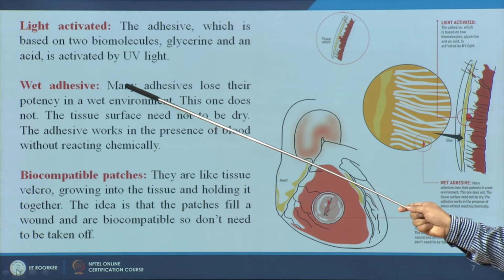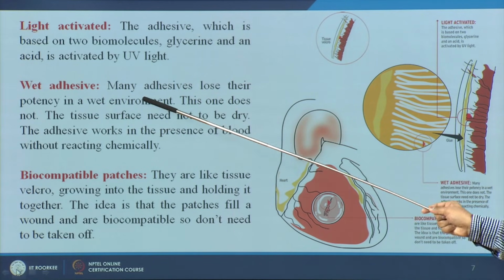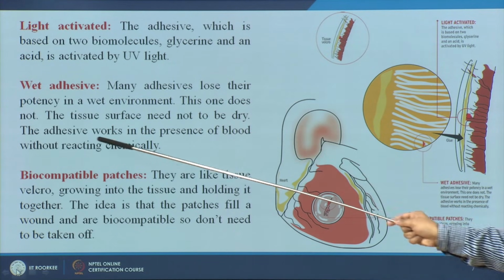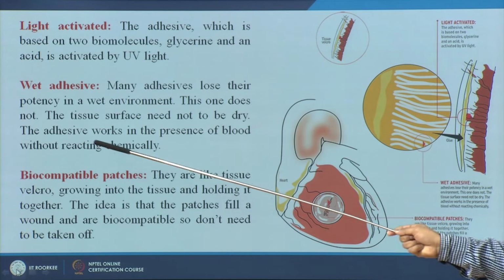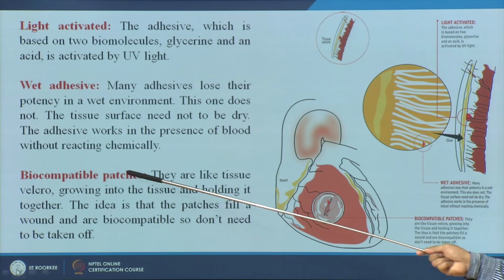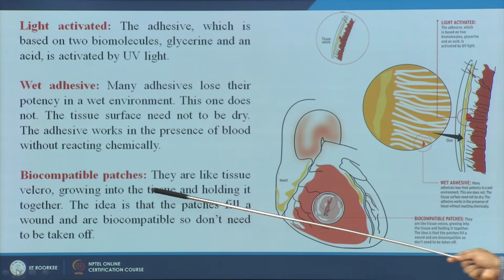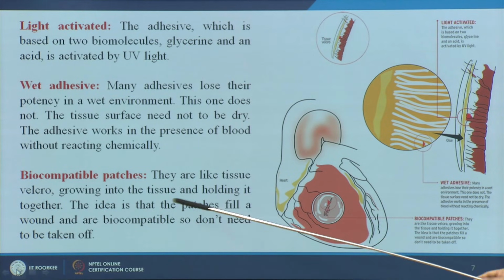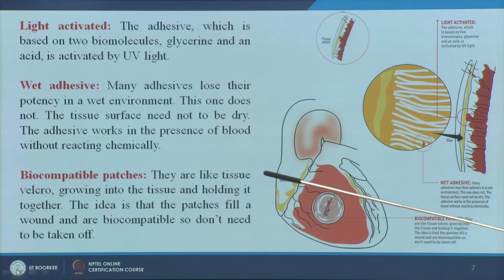How does this wet adhesive work? Most adhesives lose their potency in a wet environment, but this does not need a dry surface. It can work in the presence of blood without reacting chemically. That is the advantage of this wet adhesive, and this biocompatible patch works like a tissue velcro. It grows into the tissue and holds it together. The patches fill the wound and are biocompatible, and they don't need to be taken off. That is the advantage of this biocompatible glue.